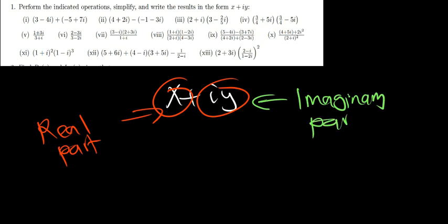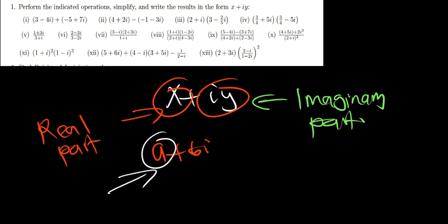Sometimes they can use a and b, they can say a plus bi, sometimes it can be ib, that is okay. So you can clearly see that a doesn't have i, that is the real part. b has got i, that is the imaginary part. Okay, so that is complex numbers.